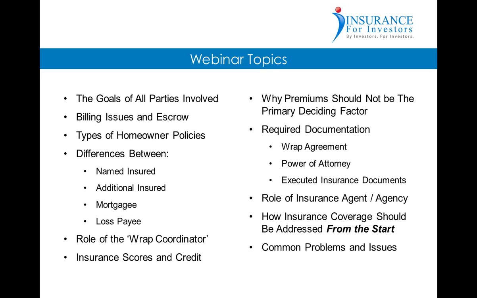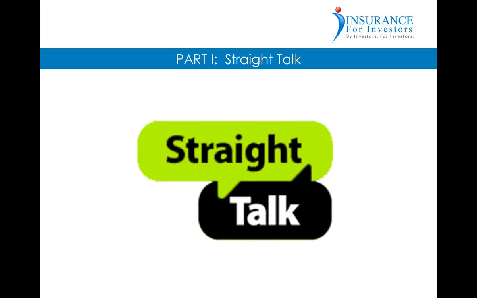We'll talk about some of the required documentation: wraparound agreements, which are becoming needed more and more often, power of attorney, and an executed set of insurance documents. We're also going to discuss the role of the insurance agent or agency. This has gotten a little bit convoluted and has tended to cause some problems in insuring wrap mortgages, and we're going to clarify this a little bit. We're going to talk about how insurance coverage should ideally be addressed from the start of the transaction and some of the other common problems and issues that occur.